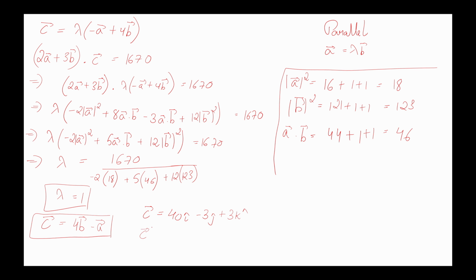And if we were to find out C vector modulus whole square, this would be nothing but 40 square, which makes it 1600 plus 9 plus 9, and this gives us 1618. This is our answer. So this is how we solve this type of questions.